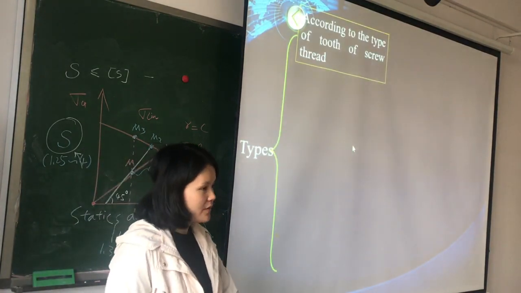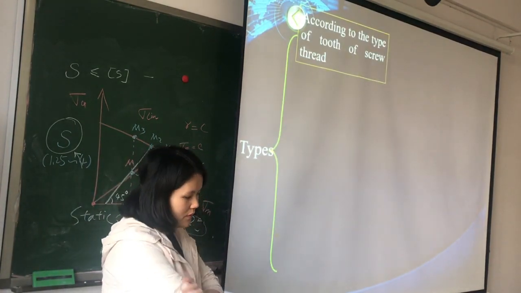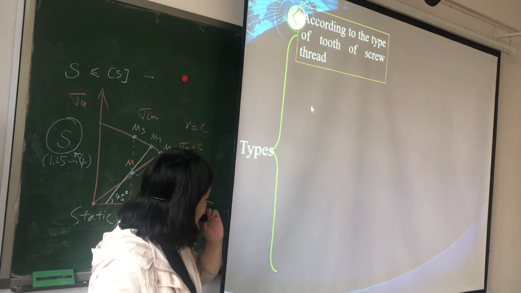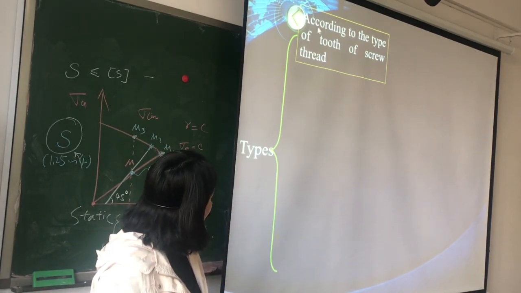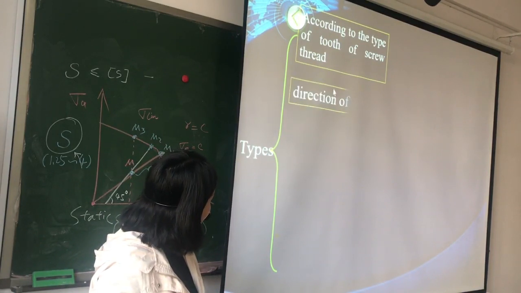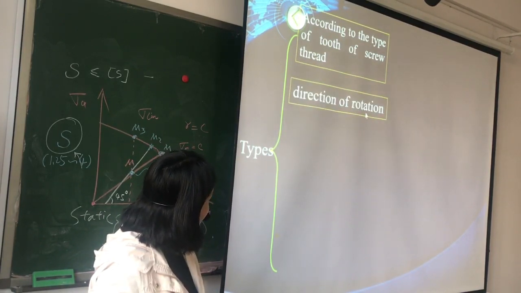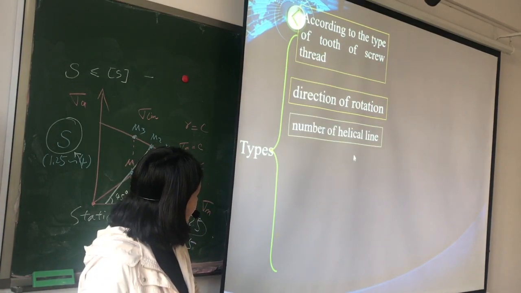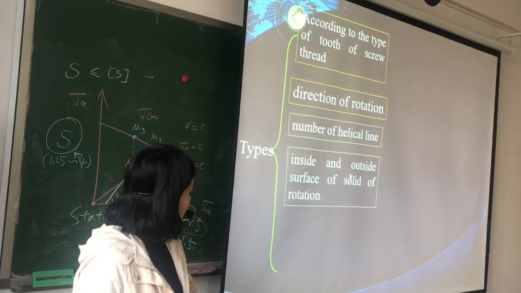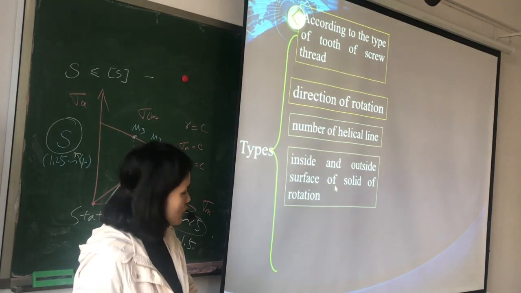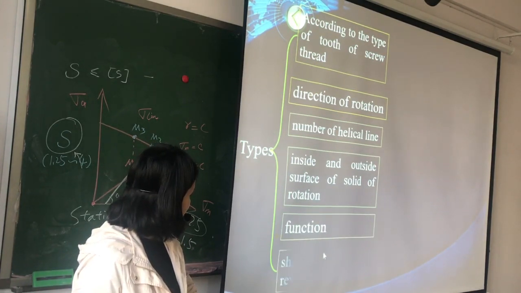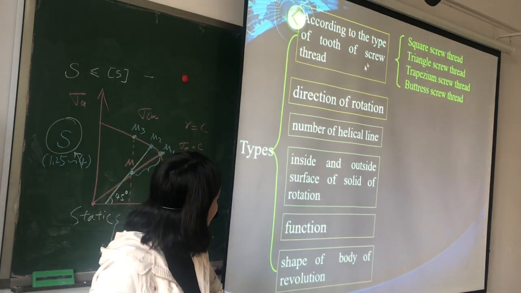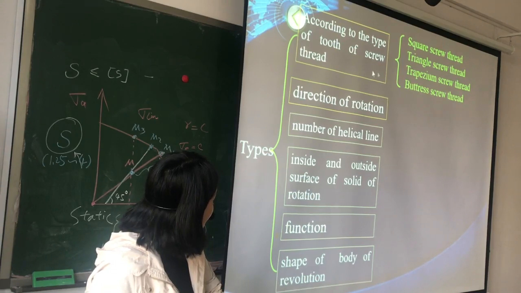And the types of screw thread, there are many classifications. According to the types of tools of screw thread, the direction of rotation or the direction of the helical line, the number of helical lines, the position of the screw thread, the function, and the shape of the body of revolution.